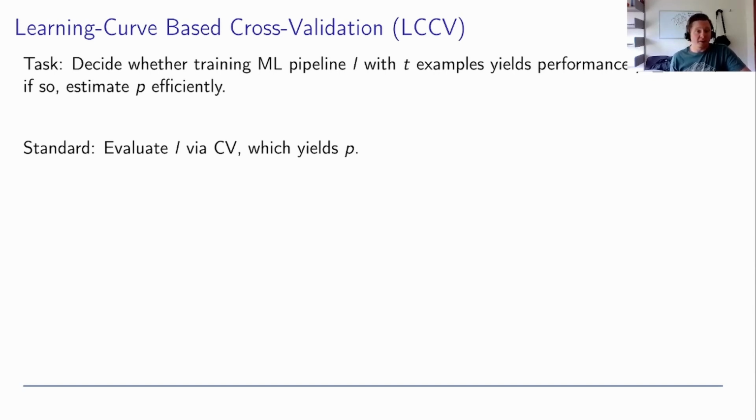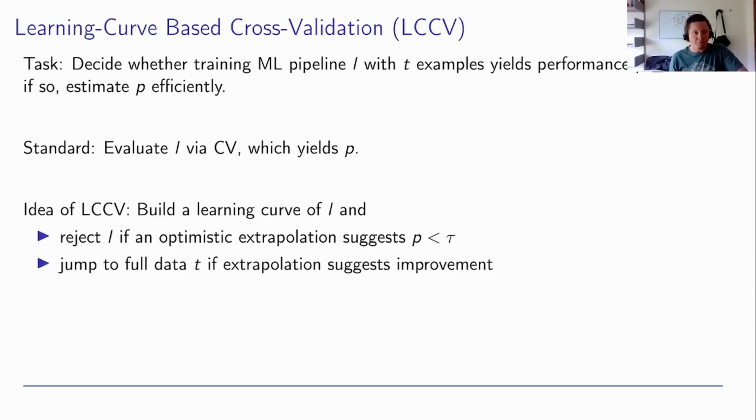Specifically, if you have a large data set, you might spend a lot of time on evaluating suboptimal pipelines. To improve this, the idea of learning curve cross-validation is to say, okay, let's build a learning curve of this pipeline step by step. As soon as we see that an optimistic extrapolation of the curve suggests that the performance will not be better than tau, then we can reject the pipeline and go to the next candidate. On the contrary, if it seems that it is competitive, we can directly jump to the full training set size to reduce the time necessary to build up the whole learning curve.